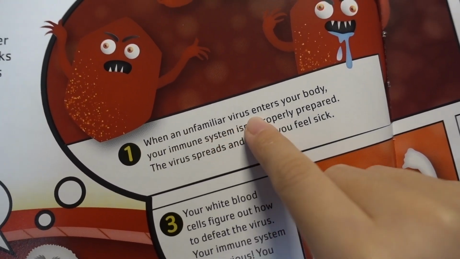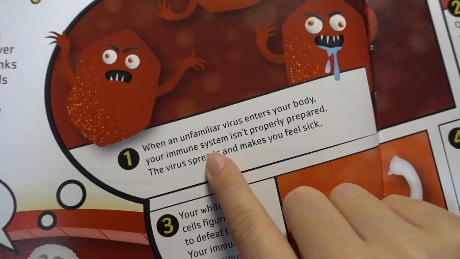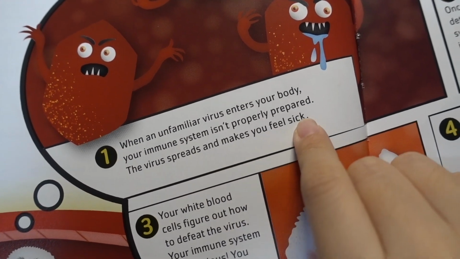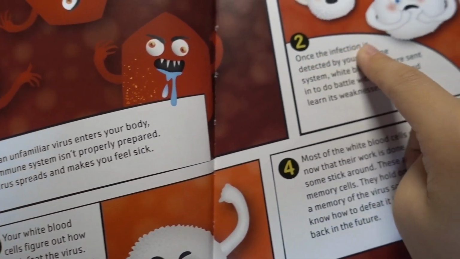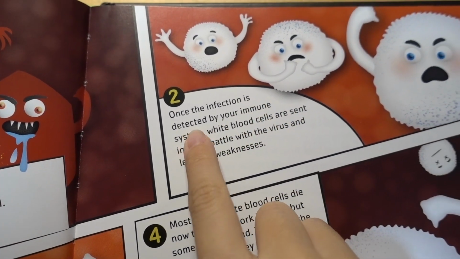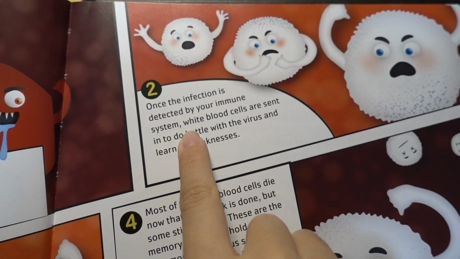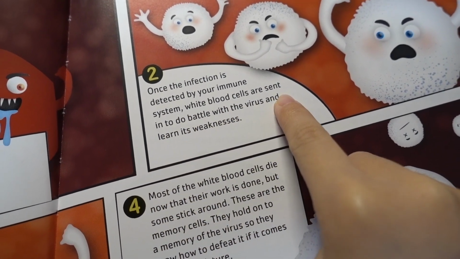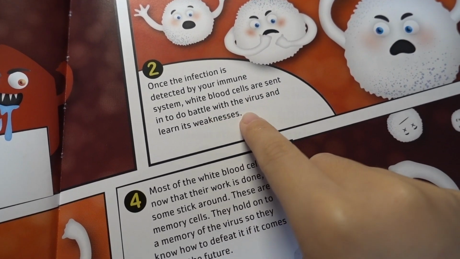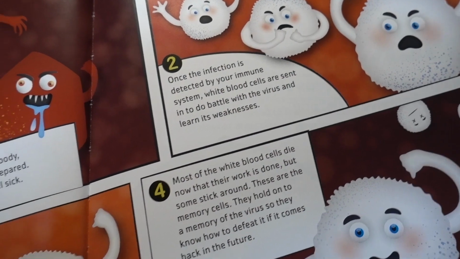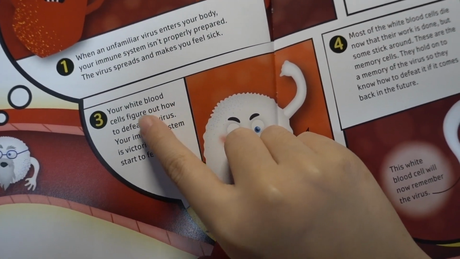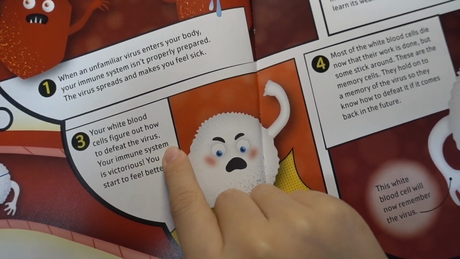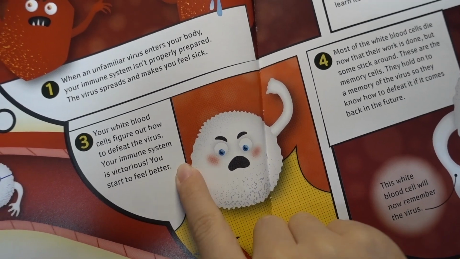When an unfamiliar virus enters your body, your immune system isn't properly prepared. The virus spreads and makes you feel sick. Once the infection is detected by your immune system, white blood cells are sent in to do battle with the virus and learn its weaknesses. Your white blood cells figure out how to defeat the virus. Your immune system is victorious. You start to feel better.